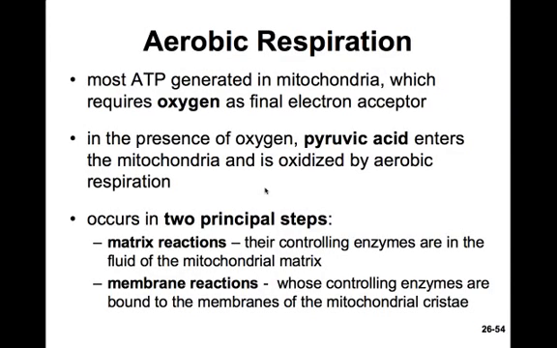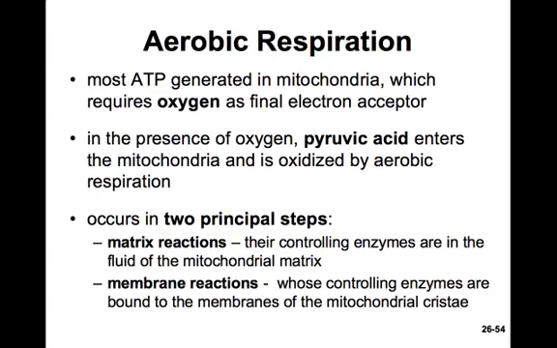So most ATP is generated in the mitochondria. This requires oxygen as the final electron acceptor. In the presence of oxygen, we'll see that pyruvic acid enters the mitochondria and is oxidized by aerobic respiration, where we'll capture some more of the energy of the original glucose.